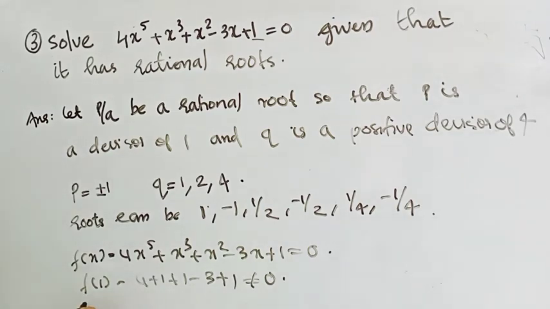Then f of minus 1 is 4 into minus 1 whole raised to 5, which is minus 4, plus minus 1 cubed is minus 1, plus 1. Minus 1 into minus 1 is plus 1. Then minus 3 into minus 1 is plus 3, plus 1. Here minus 4 plus 3 is minus 1, minus 1 plus 1 equal to 0.